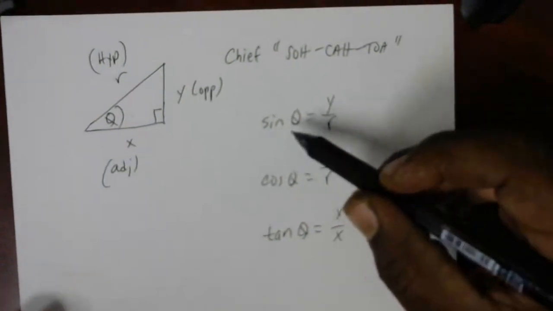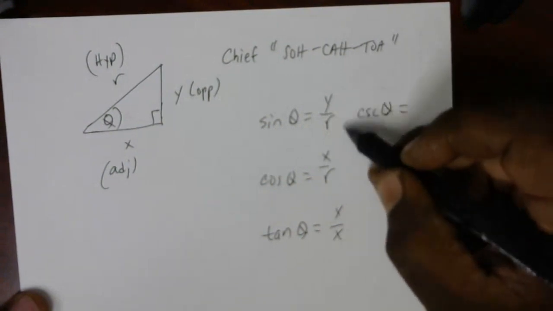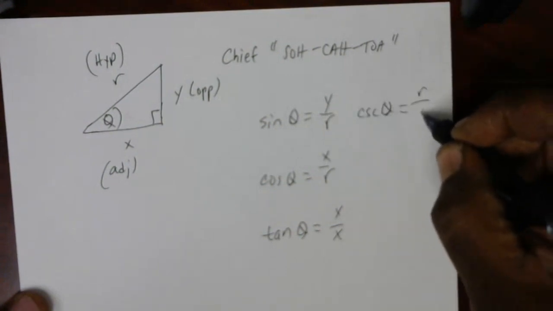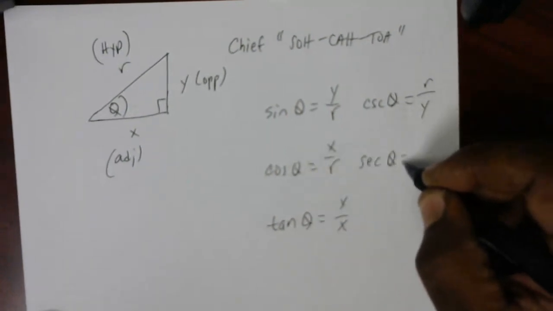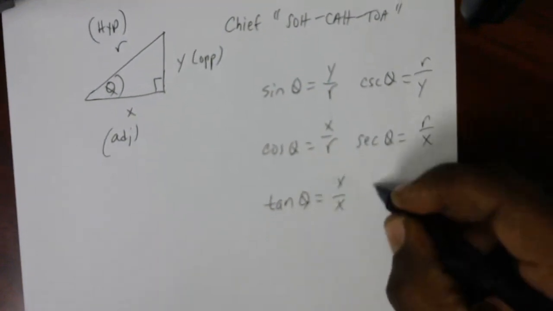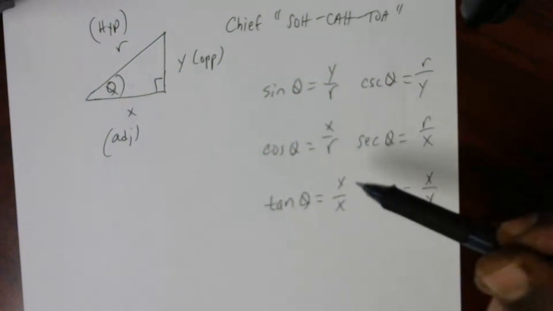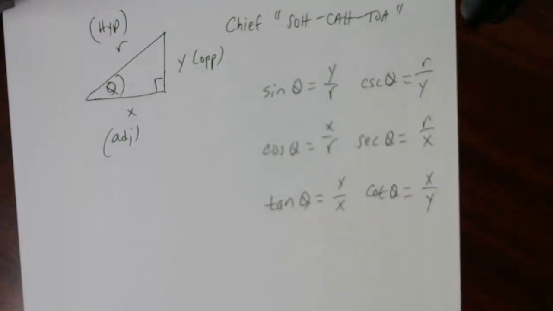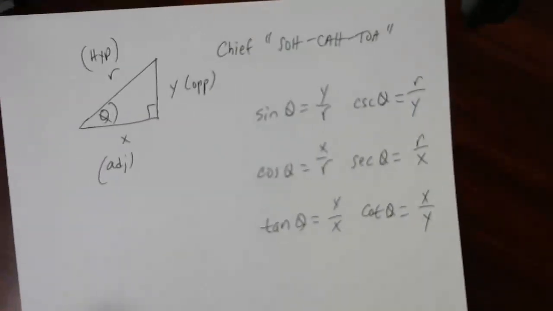All right, and next we have our reciprocals. The reciprocal for sine is cosecant. So I'm going to reciprocate my fraction, so that's r over y. The reciprocal for cosine is secant. So I'm going to reciprocate. This is r over x. The reciprocal for tangent is cotangent, and this is x over y, right? Or the adjacent over the opposite. All right, so that was just a little right triangle warm up, and also some formulas you should add to your formula sheet.